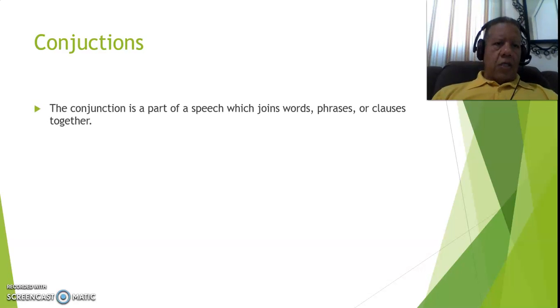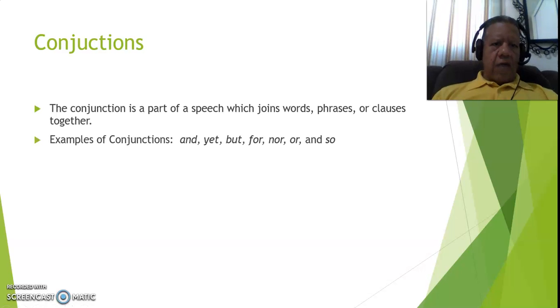Conjunctions. A conjunction is a part of speech which joins words, phrases, or clauses together. Las conjunciones o conectores siempre van a unir palabras en la oración, palabras o frases. Examples of conjunctions in English are and, yet, but, for, nor, or, and so. We got here some examples.